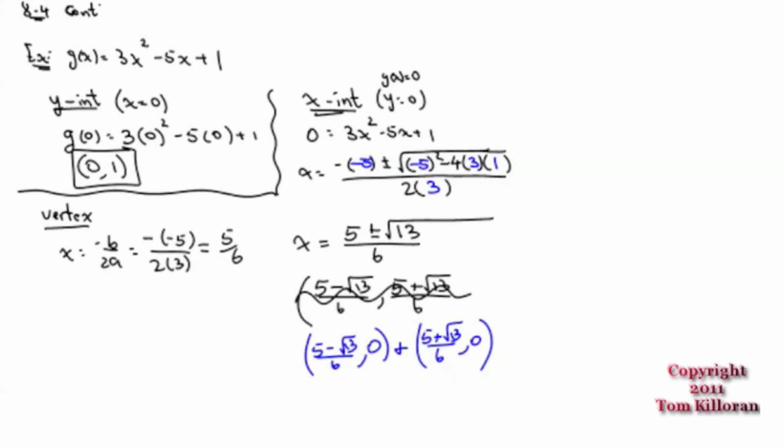So here you have x equals 5/6, so you have to go and plug it into the function. So you get g evaluated at 5/6 is equal to 3 times something squared minus 5 times something plus 1.